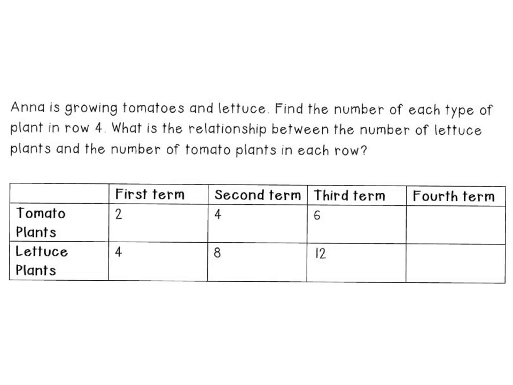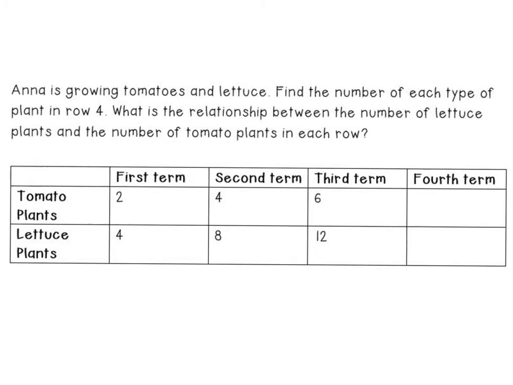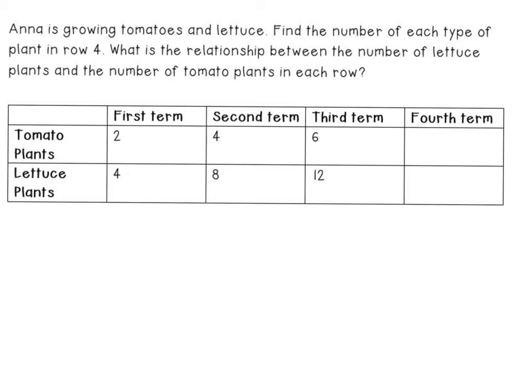This is an example of how you might see a word problem that involves writing the relationship between rules. So it says that Anna's growing tomatoes and lettuce. Find the number of each type of plant in row 4. So they want me to figure out what goes down here at the end. And then it says, what is the relationship between the number of lettuce plants and the number of tomato plants in each row? Okay, let's take it step by step.